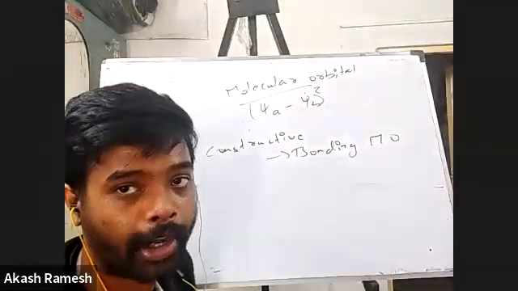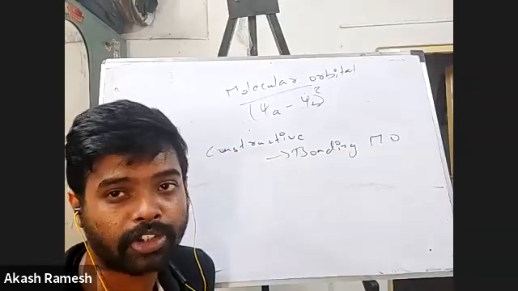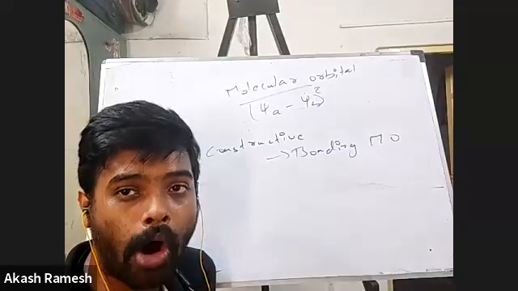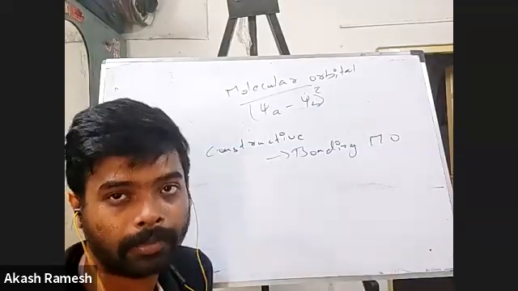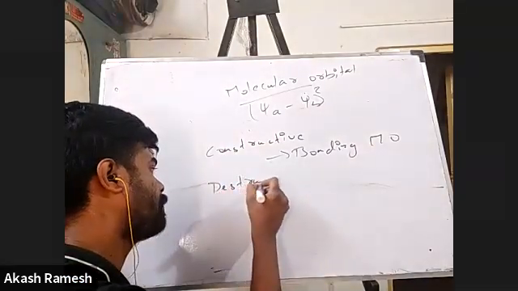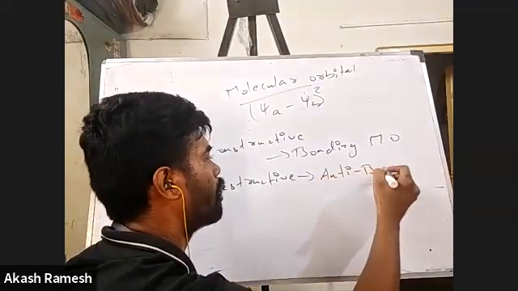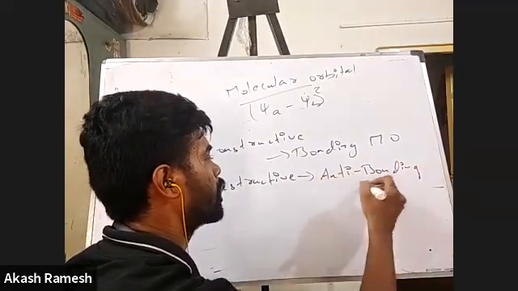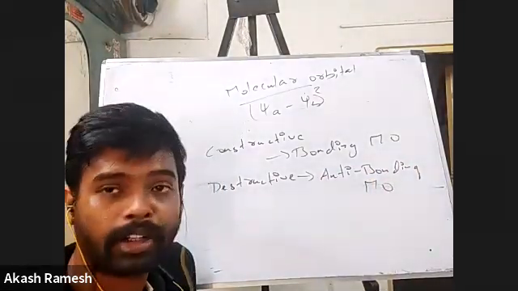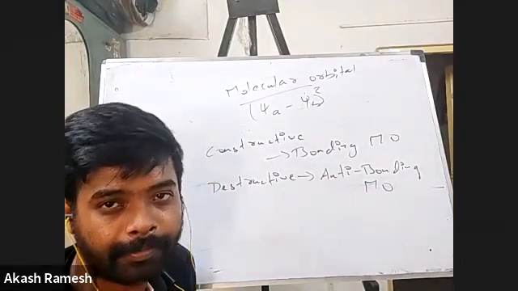MO represents molecular orbital, right? So whenever you have constructive interference of two wave functions and you form a new wave function, that wave function is going to be called a bonding molecular orbital. Now whenever I have destructive interference happening, that is going to be called an anti-bonding molecular orbital.